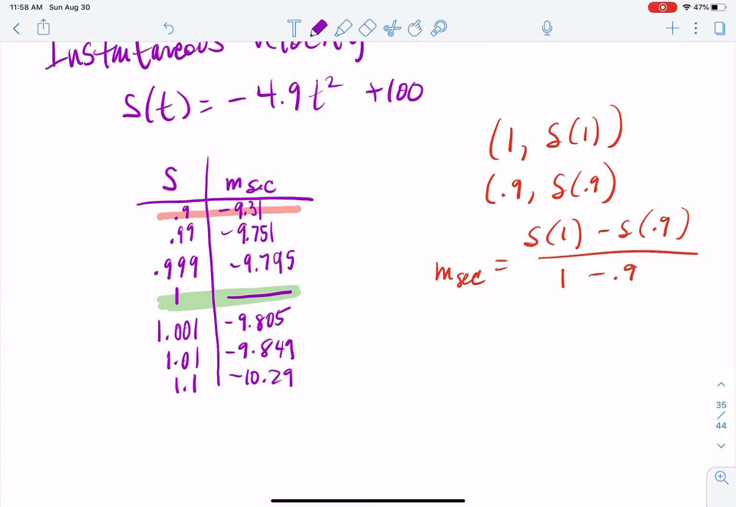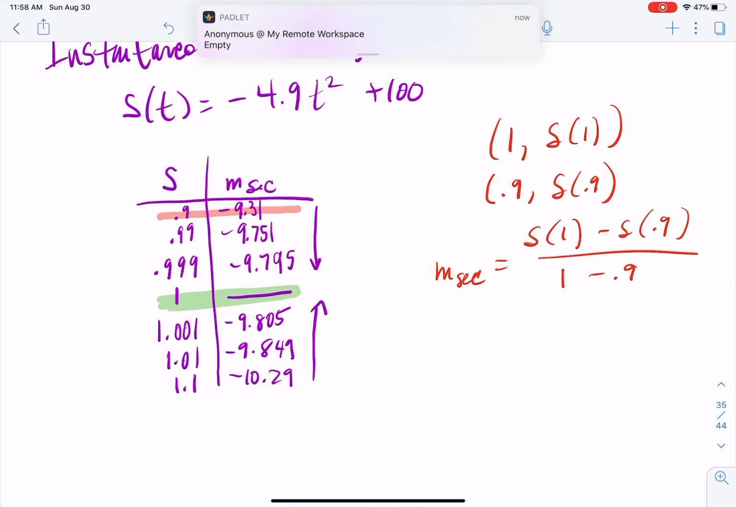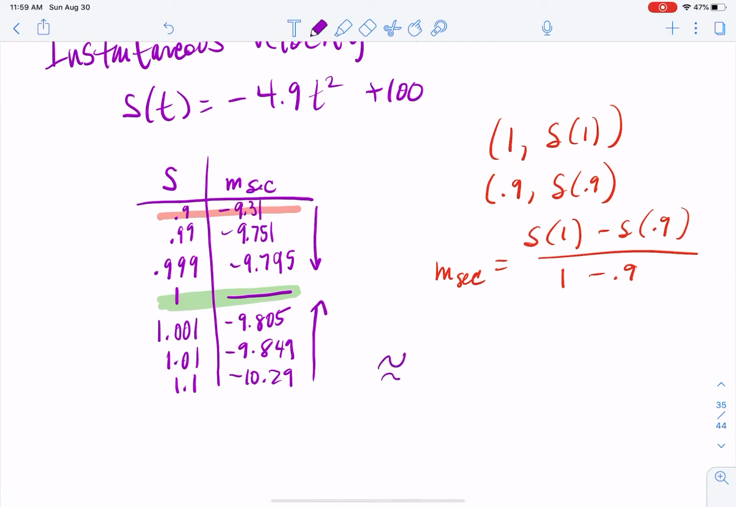So you can see that we are approaching a particular number, at least it looks like it, from either side of 1. So the trend seems to be negative 9 point something, and it's right in between negative 9.795 and negative 9.805. So I'm going to say that that is approximately negative 9.8. And again, this is approximation. This is the best we can hope for at this particular moment.